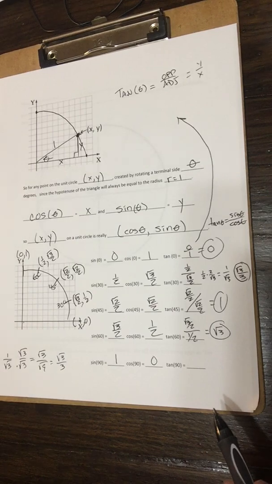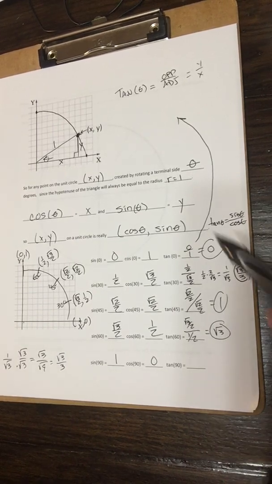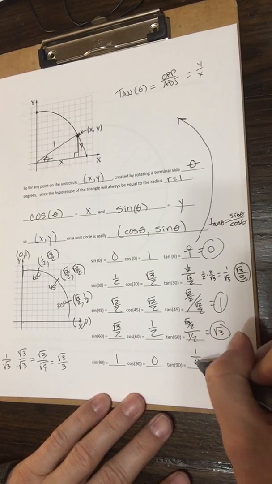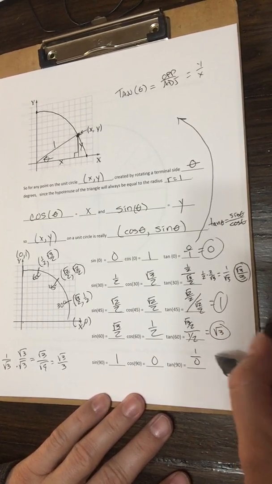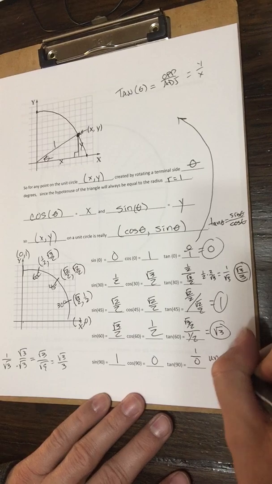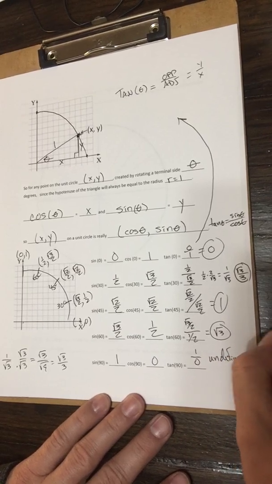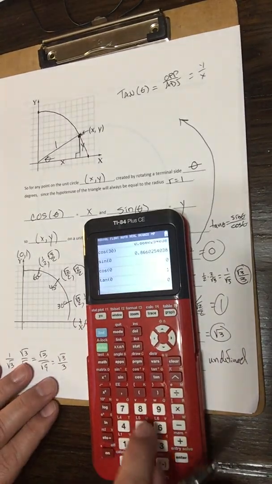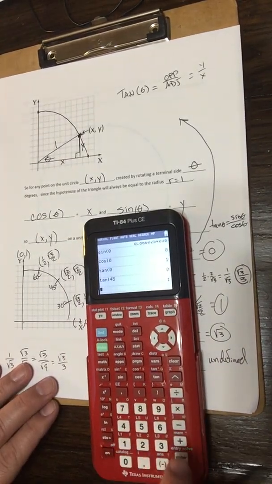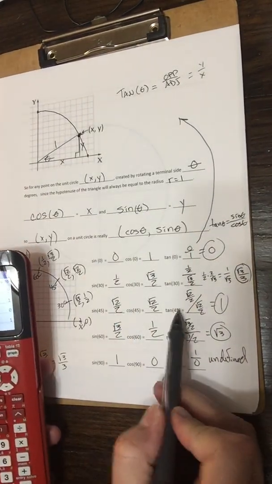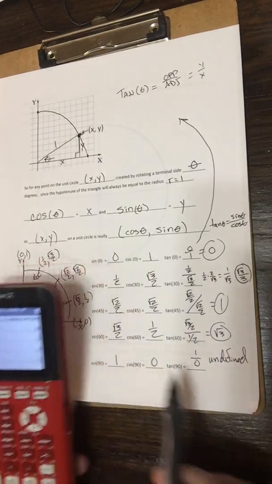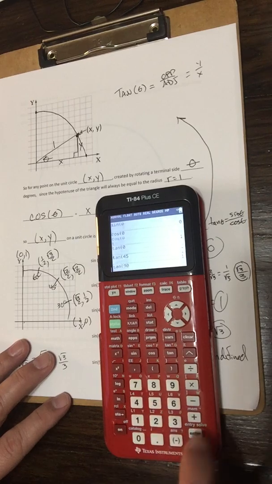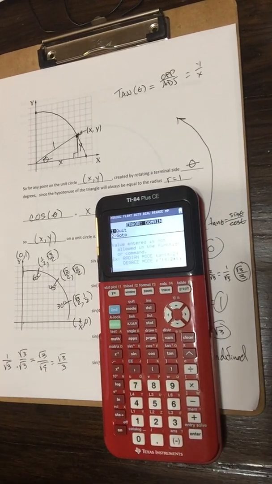That's opposite over adjacent, but we've decided that's y over x. It's sine over cosine. You can't have a 0 in the denominator. This is undefined. There is no tangent of 90 degrees. There's a tangent of 45 degrees. Tangent of 45 is 1. But there is no tangent of 90 degrees. Watch. Tangent 90. The calculator blows up. All right, go to the next page.